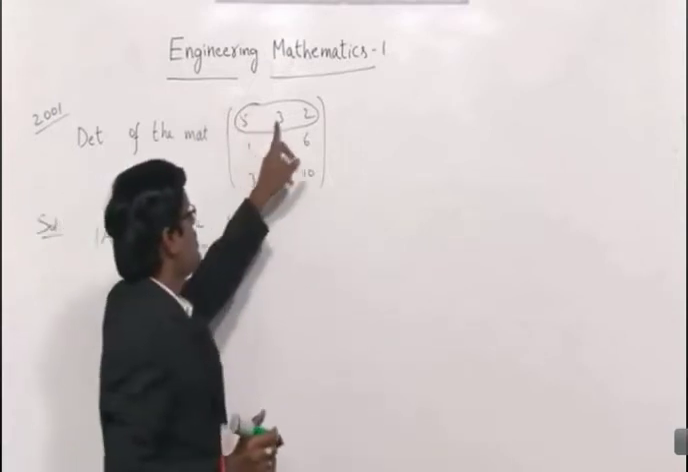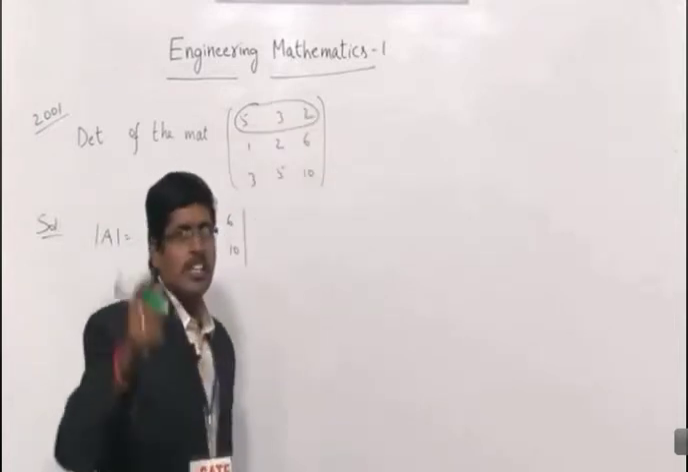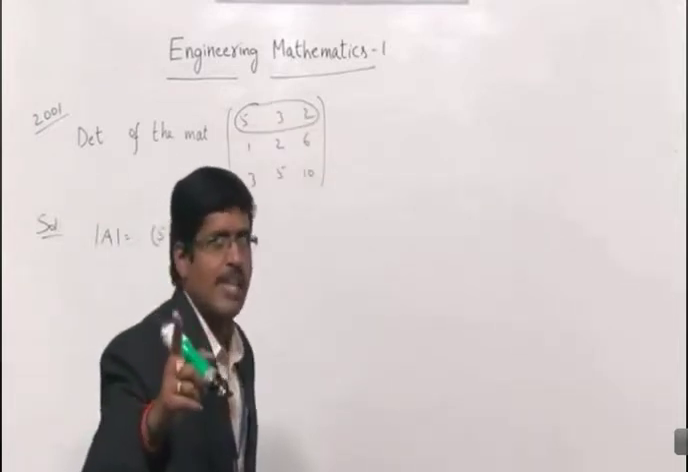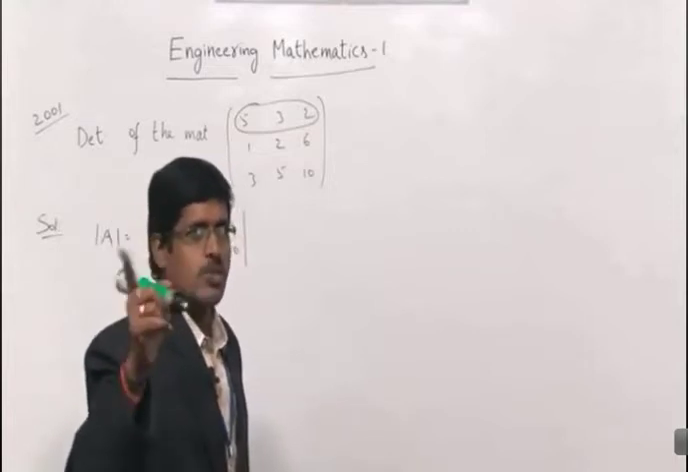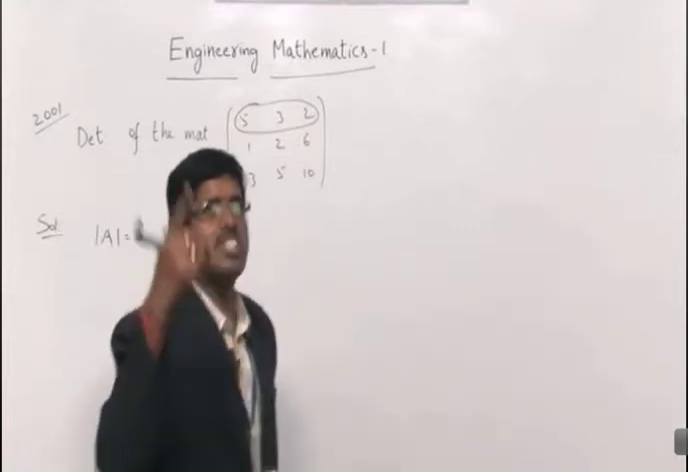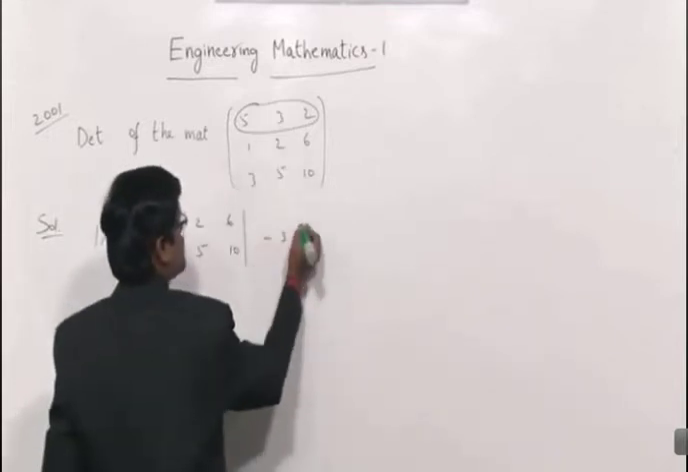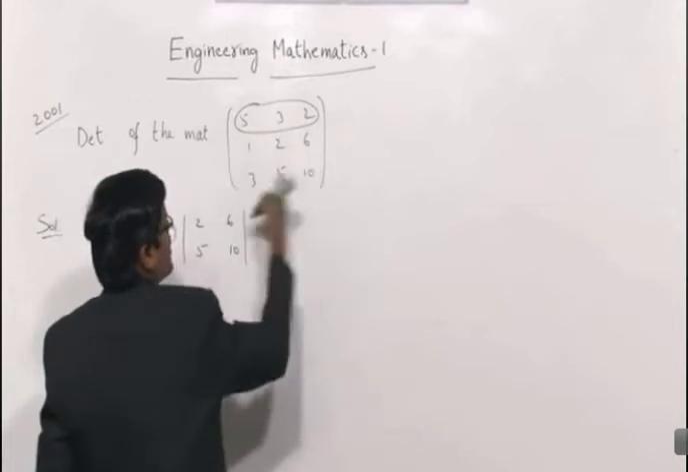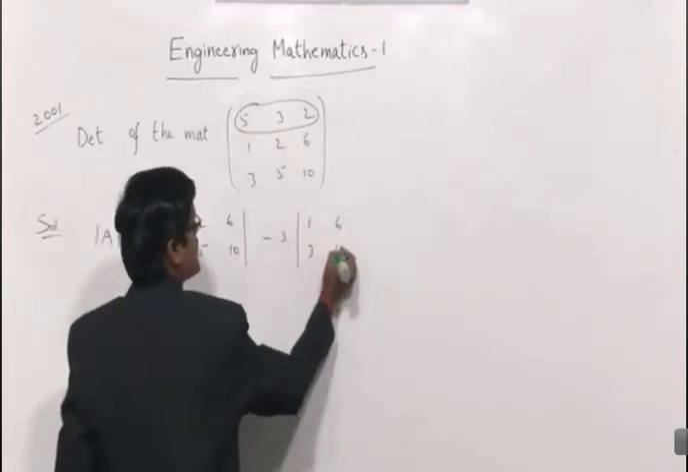Now the second element is 3, which is located in first row, second column. That means you first pre-multiply by minus 1 raised to the power: first row means 1, second column is 2. Minus 1 raised to 1 plus 2 becomes minus. So minus into that number into, leaving first row and second column, the remaining elements' submatrix determinant 1, 6, 3, 10.